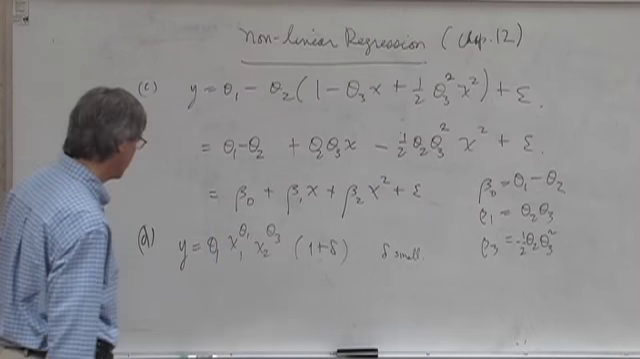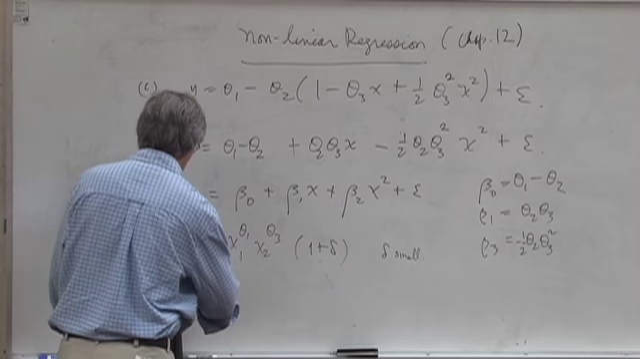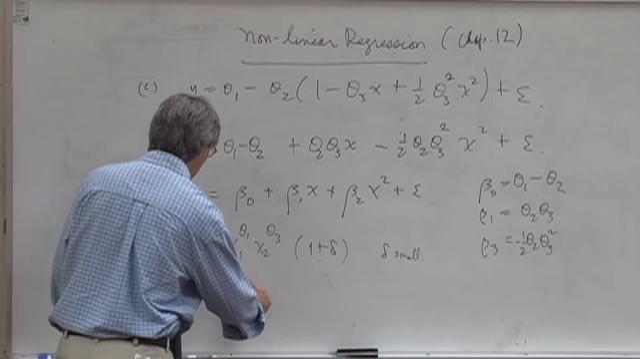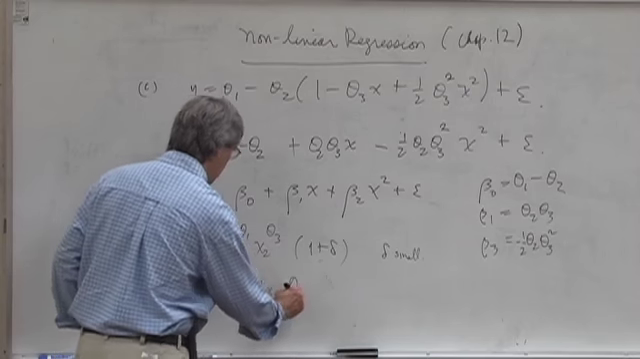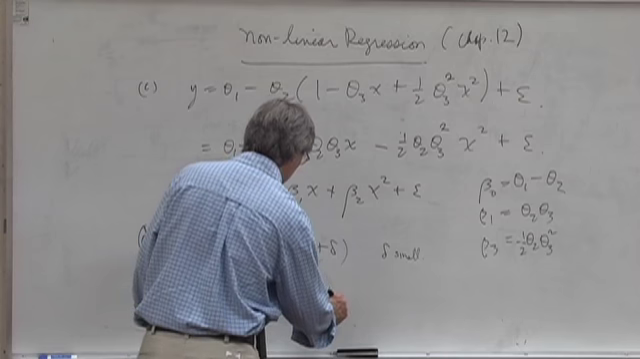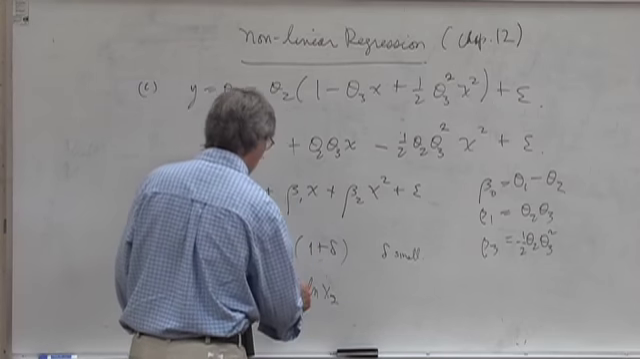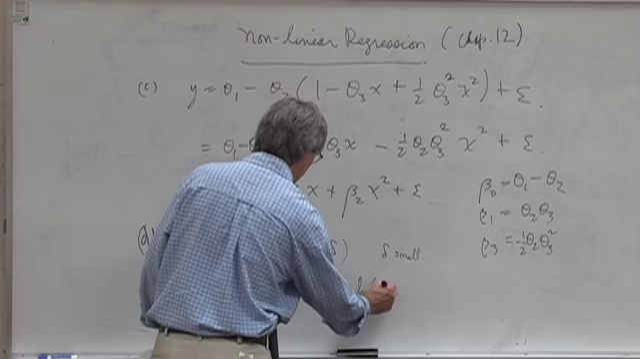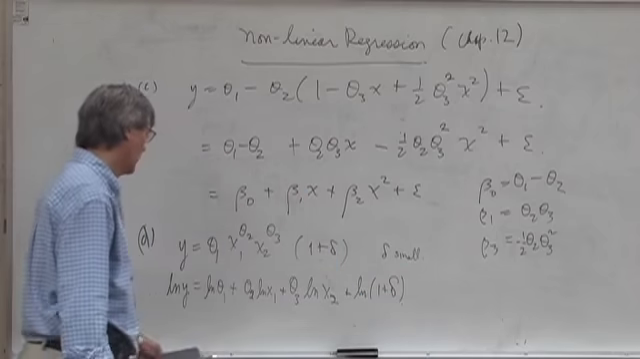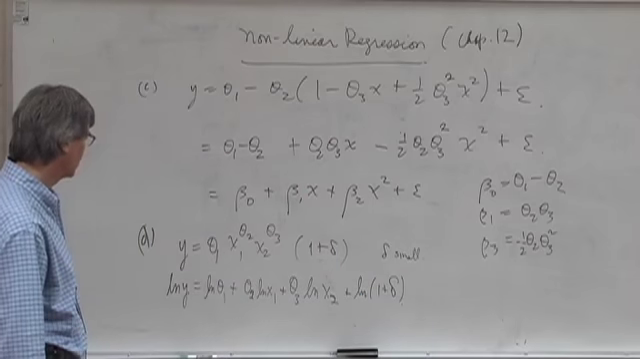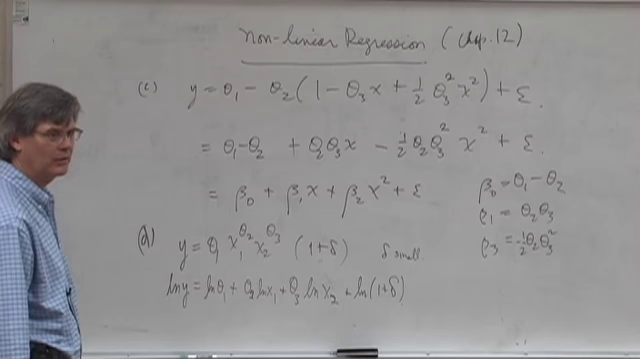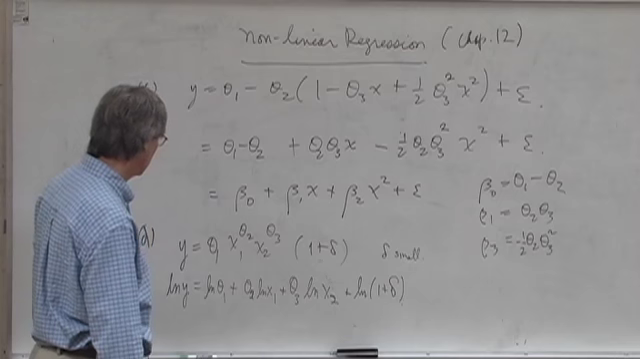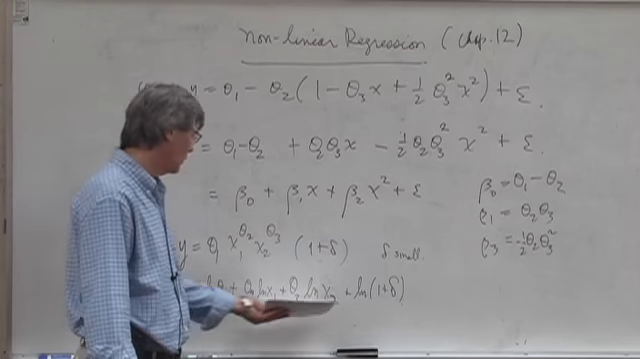Okay? Then this one I can take the log transform. I get log y equals log theta 1 plus theta 2 log x1 plus theta 3 log x2, plus log 1 plus delta. Okay. Now that is potentially a good linear model in the transformed variables, where the transformed variables are log y, log x1, log x2.